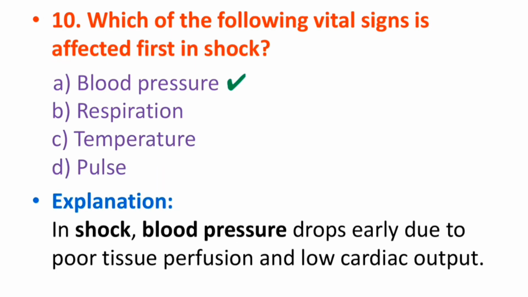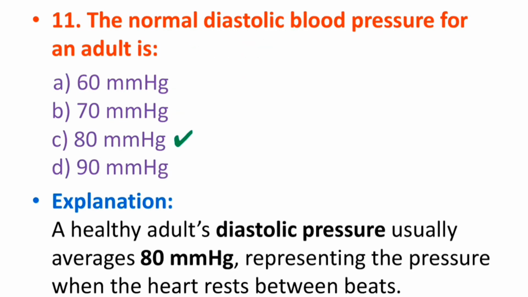Which of the following vital signs is affected first in shock? Option A blood pressure, option B respiration, option C temperature, option D pulse. The correct answer is option A, blood pressure. In shock, blood pressure drops early due to poor tissue perfusion and low cardiac output. Blood pressure is the first vital sign affected.